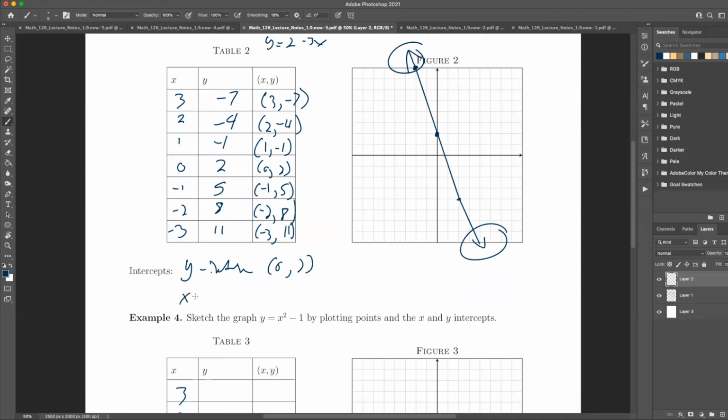The x-intercept: how do we find this? Well, we set y equal to 0. So in our equation we have 0 equals 2 minus 3x, and we want to solve for x. If we solve for x, we get x equal to 2/3. So it would be (2/3, 0). And notice that's right where it intersects the x-axis. So that's the x-intercept and the y-intercept.